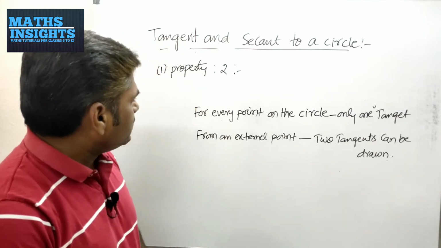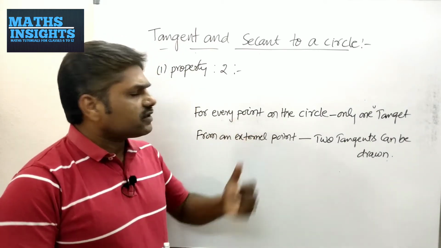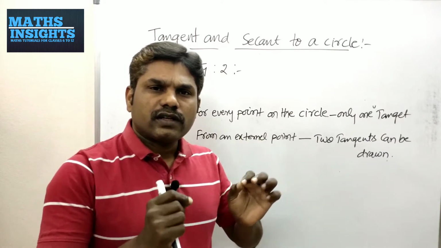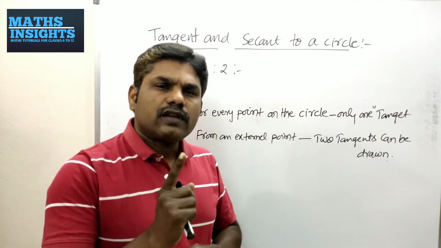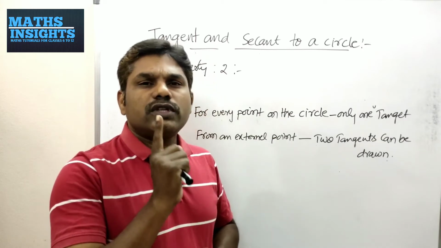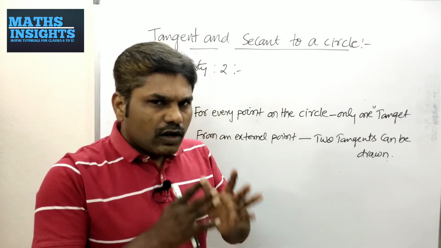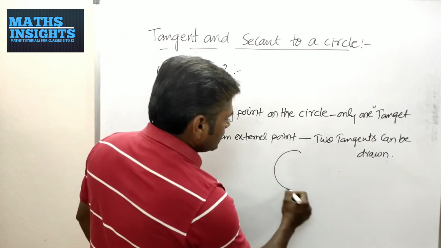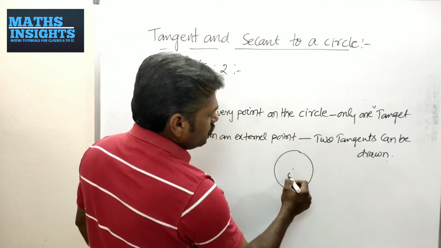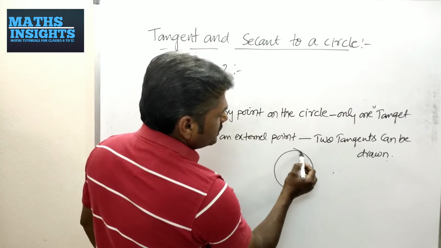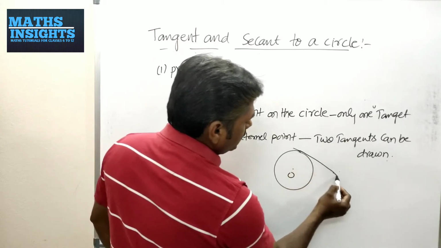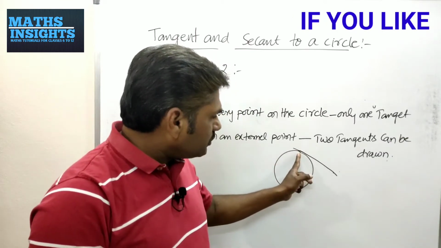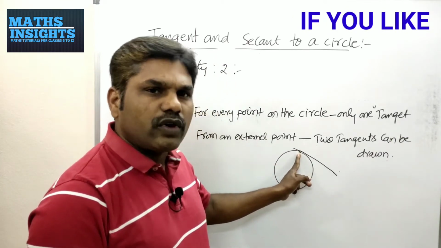Second property says that for every point on the circle, whatever the point on the circle you take, you can draw only one tangent through that point. You cannot draw more than one tangent. Like this is a circle and this is O and this is an external point. See, if you take a point here, you can draw only this tangent passing through this common point.